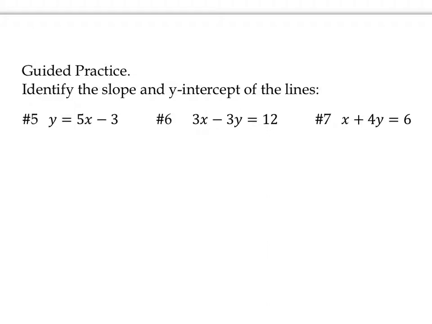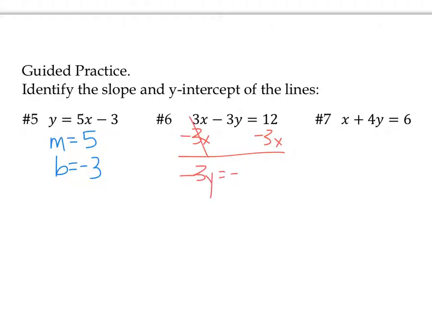So in this first example, y equals 5x minus 3, it's already in slope-intercept form. We've solved for the y already by itself. So if we want to identify the slope, the m is 5, and the y-intercept b is negative 3. In the next example, we're going to have some work to do. Okay, we want to get y by itself. We can subtract 3x on both sides. We have negative 3y equals negative 3x plus 12, or 12 minus 3x, that's the same thing.